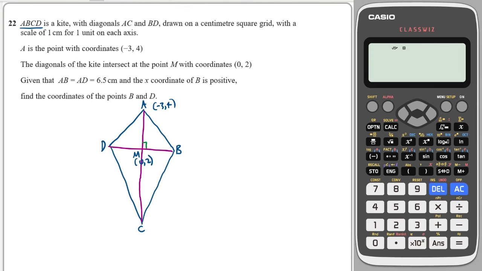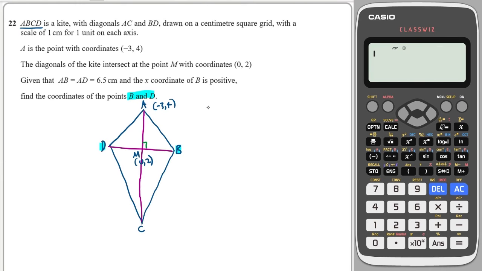Okay, we're trying to find the 2 points B and D. And what we know about B and D is that they are actually on this diagonal line BD. So let's try and work out what the equation of the line BD is.